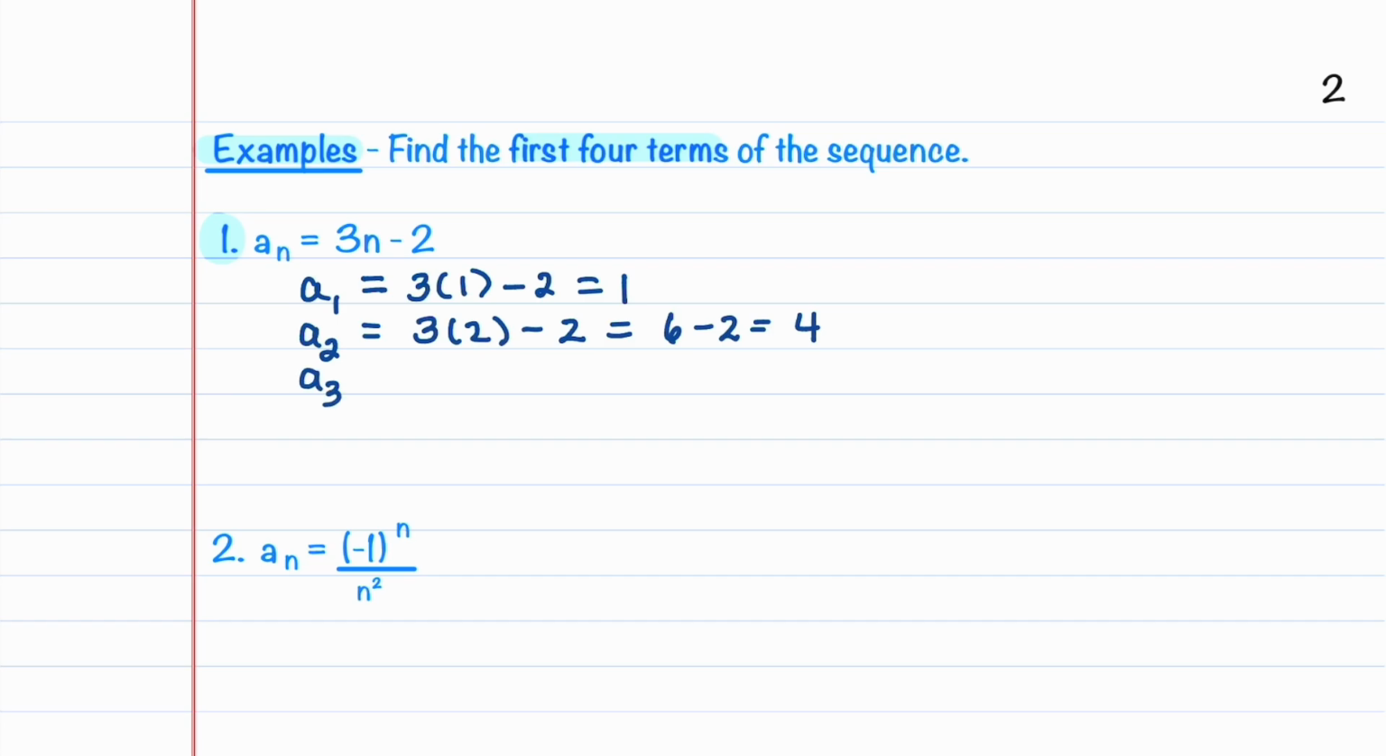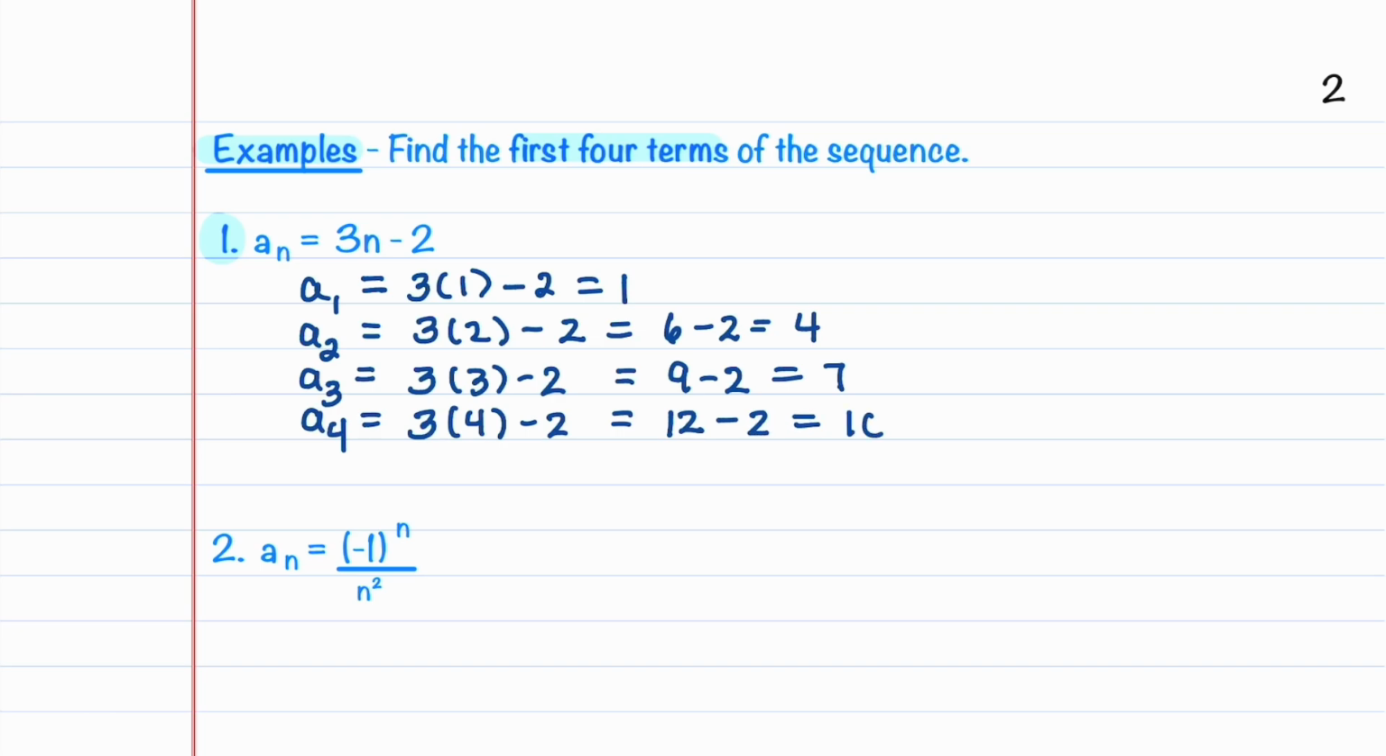We'll do the same thing for A sub 3. This is 3 times 3 minus 2. This is 9 minus 2, which is 7. And then our fourth term, A sub 4, is 3 times 4 minus 2, which gives us 12 minus 2, which is 10. So the first 4 terms in our sequence are 1, 4, 7, and 10.